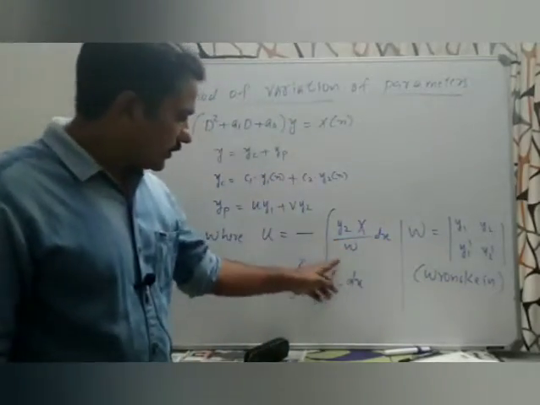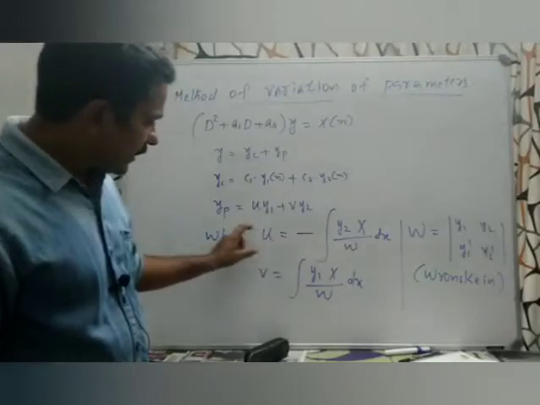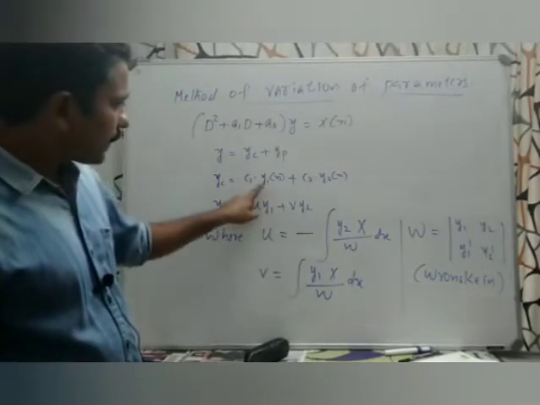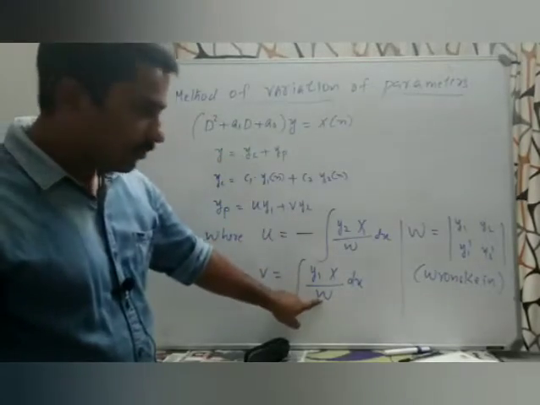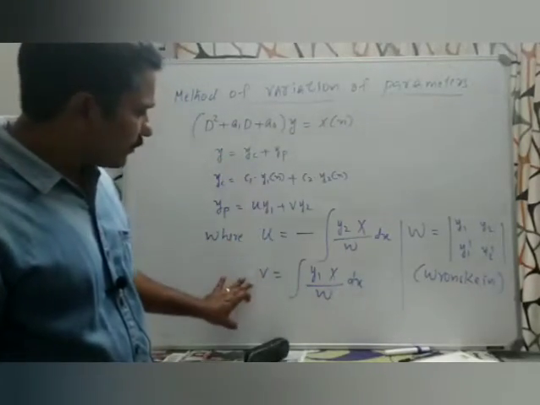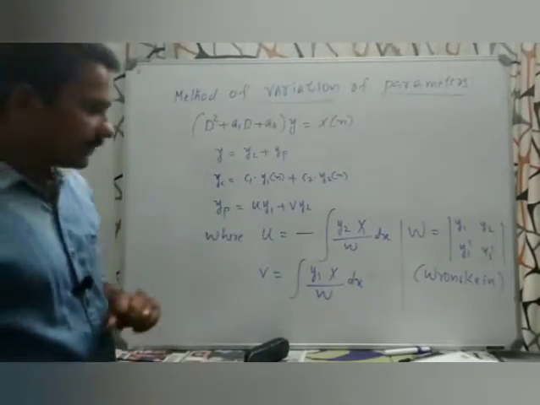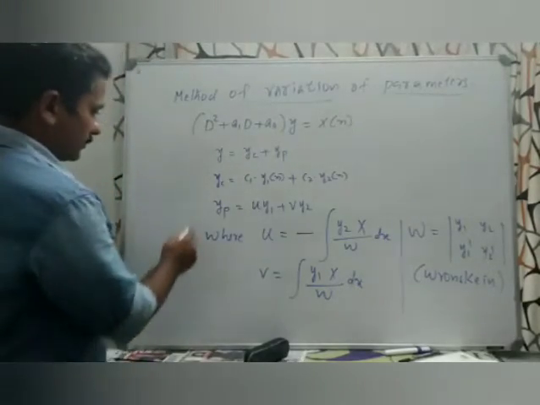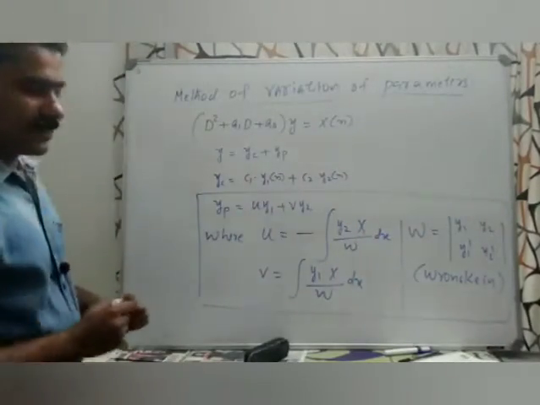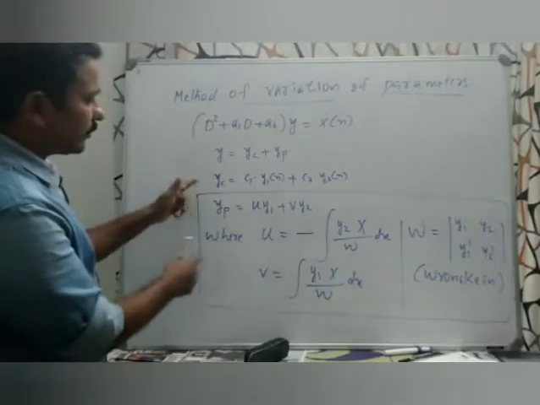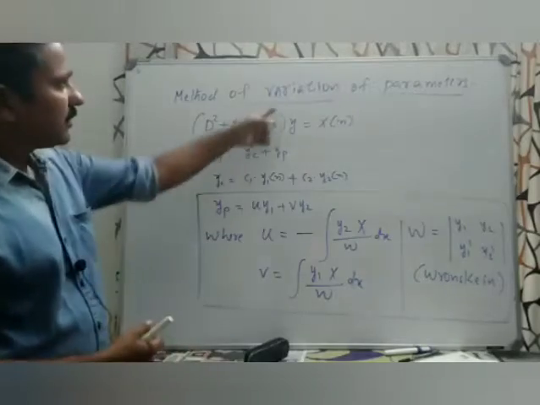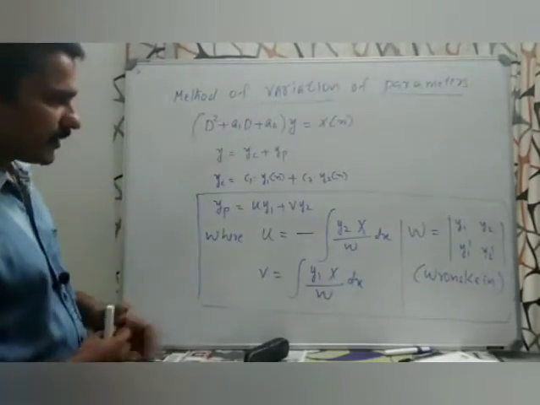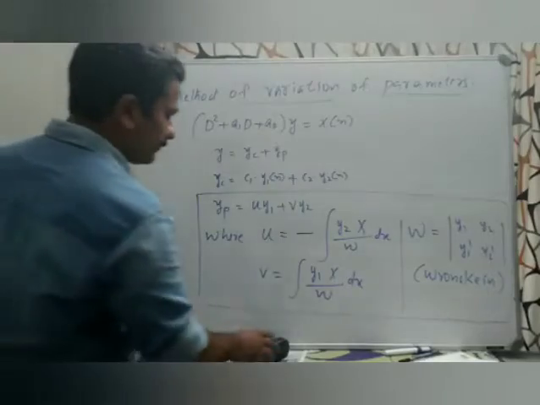Then integrate that. Then v is: y1 is here, X is the right hand side of the function, and W is the Wronskian. So just find u and v, and then you can calculate. These are the formulas to be memorized. Directly you will get the particular integral, and that is the method of variation of parameters. And now we will see some problems.